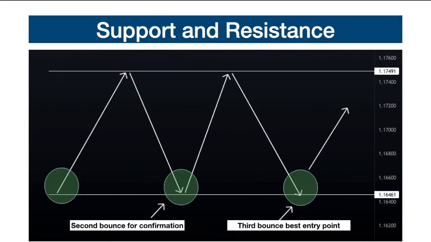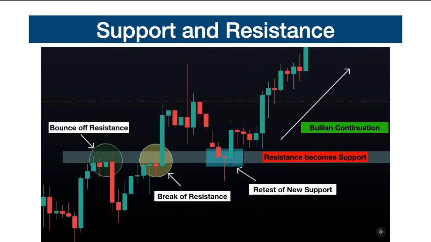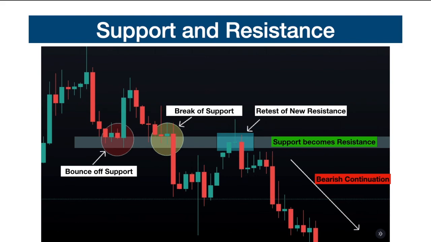A support and resistance zone is created with a minimum of 2 bounces. The third bounce is often the best time to enter the market. If the price breaks above the resistance zone, and confirms a bullish continuation move, with a retest of the previous zone, this zone would transform from resistance level to support level. Should the price break below the support zone, and confirm a continuation bearish move, with a retest on the previous zone, this zone would transform from a support level to a resistance level.